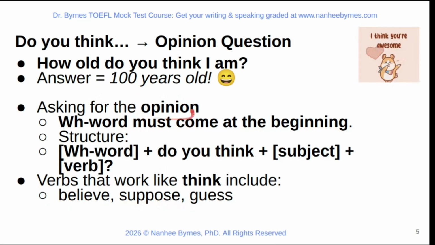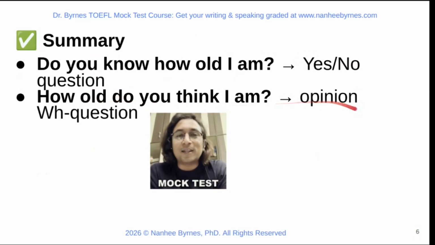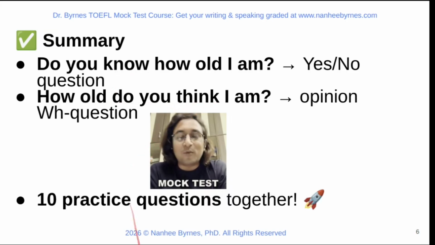Summary. Do you know how old I am? Yes or no question. How old do you think I am? Real which question. The verb determines where the which word goes. All right, now let's see if you really understood today's lesson. Let's try 10 practice questions together.